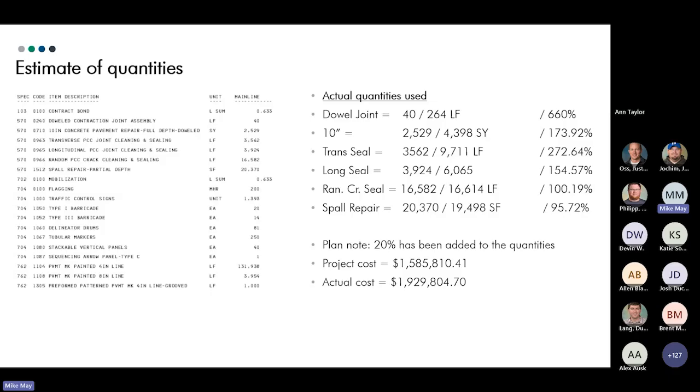Random crack was pretty close to the plan with the 20% overrun. And the spall repairs were pretty close too, but we had to do some changing in the field, and I'll explain what we did. Like I said, the plan note had 20% added in the quantities. You can see where we came in at. Those are the big items there. The project cost was right around 1.6, and we came in at about 1.9.